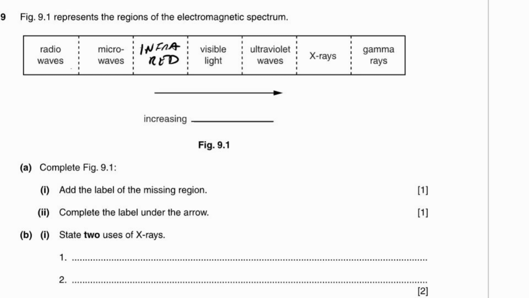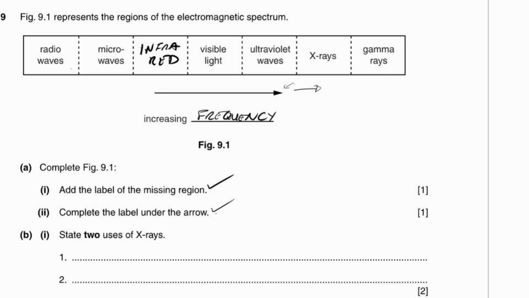Two, complete the label under the arrow. You know what I could do? I like to just tick these off as I'm doing them. Complete the label under the arrow. Here we are. The arrow is this one. It's pointing to the right. And what we see is that is the increasing frequency. Increasing frequency because the energy is getting bigger and bigger. That's why gamma rays are so dangerous and so penetrating. They get very large amounts of energy.